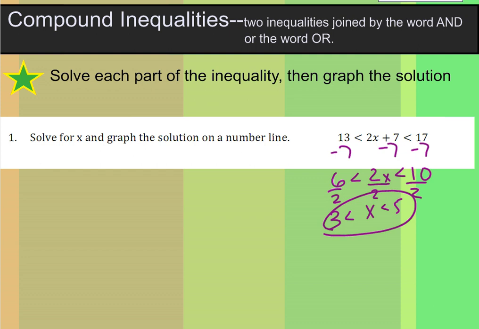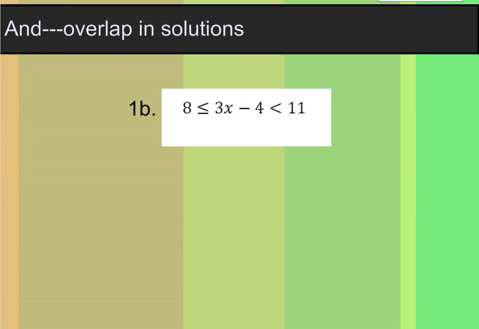Either way, if you feel comfortable doing it that way, do it that way. If you feel better splitting it apart, split it apart. It's dealer's choice on that one. So here's what we've got: 8 is less than or equal to 3x minus 4, which is less than 11. So I want to add 4 to both sides.